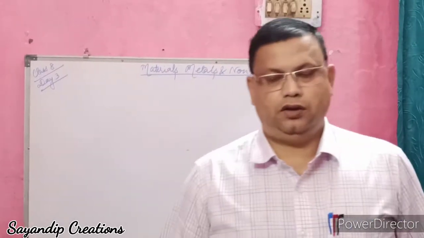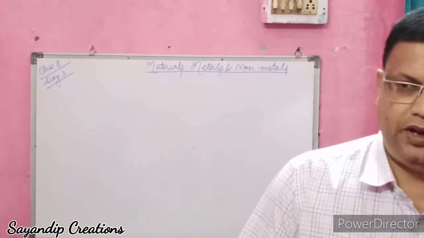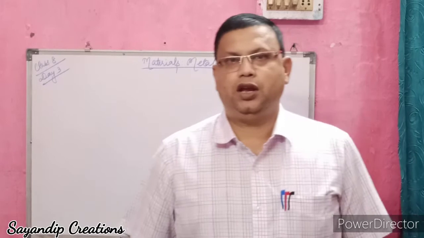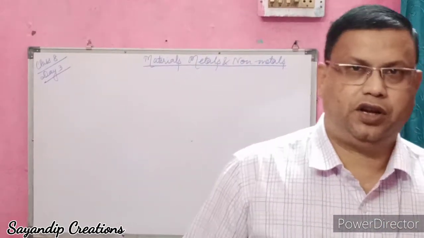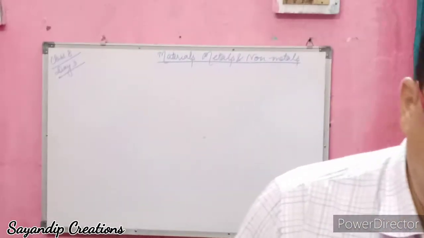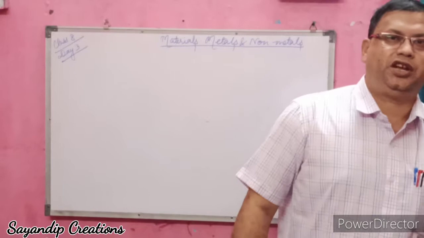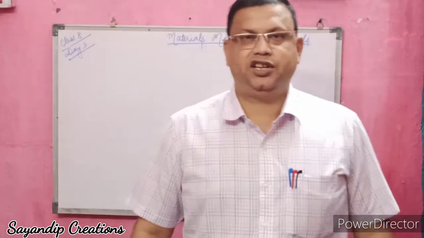And then, some non-metals are solid. Bromine is a liquid non-metal, and some are gases like nitrogen, hydrogen, oxygen. There are some elements which show both the properties of metals as well as non-metals. They are known as metalloids, like arsenic, silicon, and germanium.